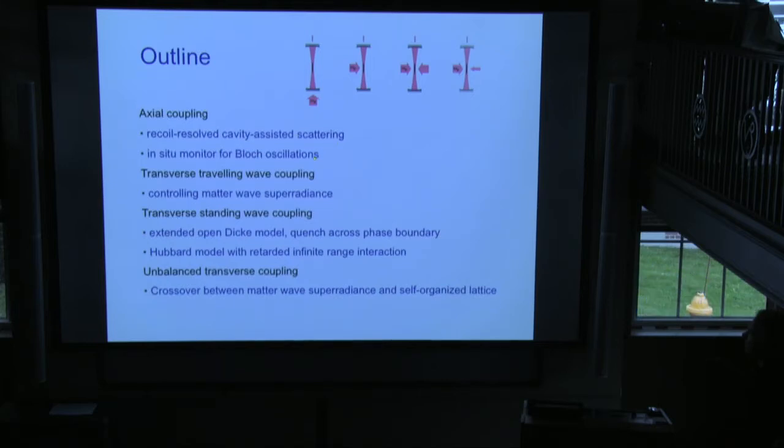Recoil resolved cavities as a scattering. We have looked at in situ Bloch oscillation detection in this scheme here. If you have a single-sided transverse coupling, there's physics that sort of connects to metawave superradiance as it has been looked at in an old experiment by Wolfgang Ketterle. And in that case, we are into the extended open Dicke model, and I will show you how we can do quenches across the phase boundary and what happens then. And also at larger lattice depth, one can sort of combine the Hubbard model with the Dicke model in the sense that a self-organized Mott insulator can be put together.